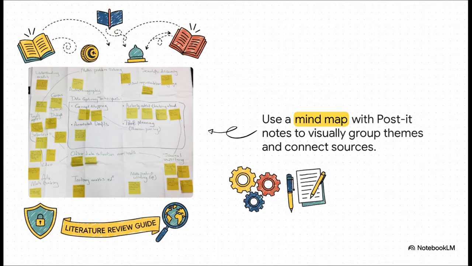And hey, your assignment actually gives you a great tool for this, the mind map. Seriously, don't skip this. Get some Post-it notes. As you read, write down a key idea or an author's name on a note. Then start sticking them on a big piece of paper. You can physically move them around, group them together. You'll literally start to see the themes and connections pop out at you. It's an amazing way to visualize the structure of your paper before you even start writing.